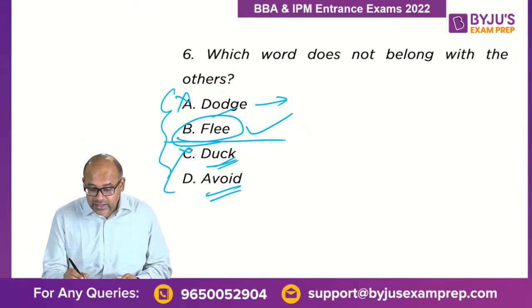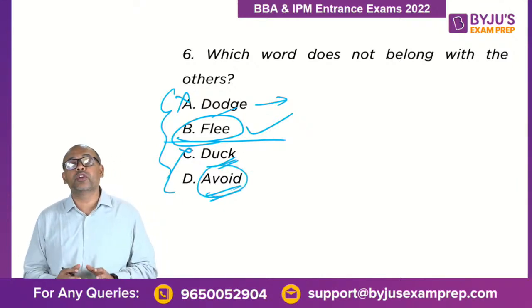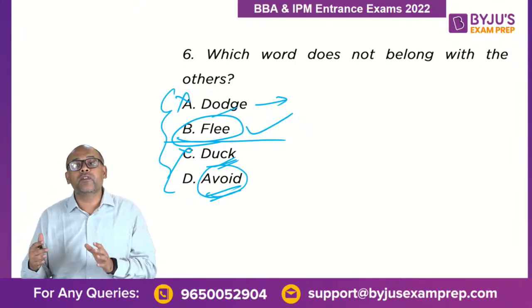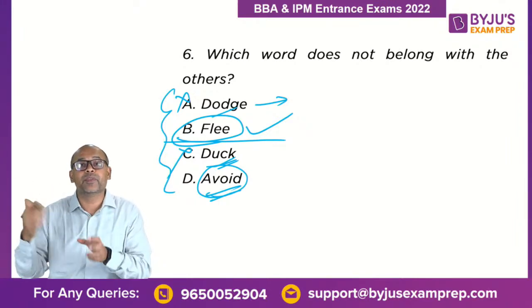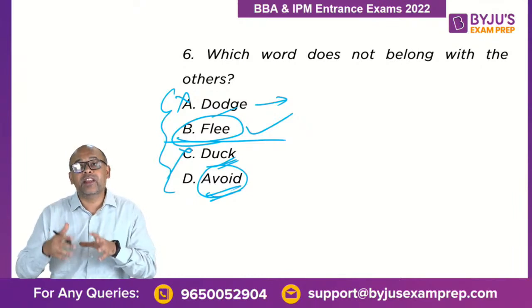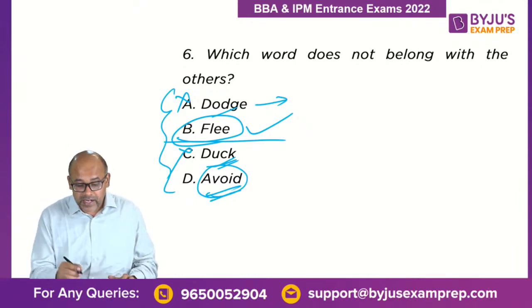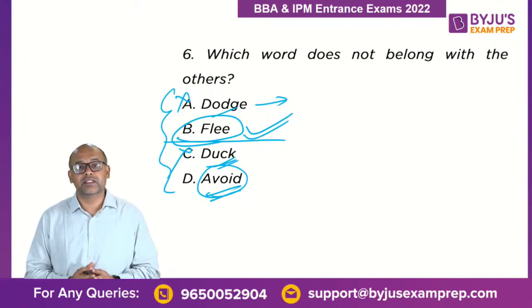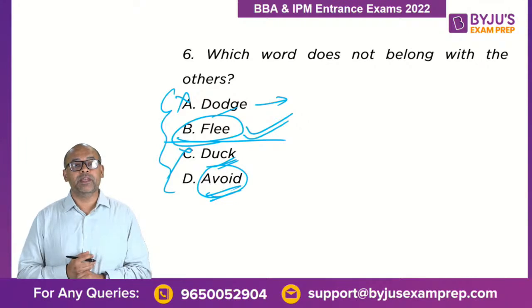So basically you're trying to avoid something, or you're trying to dodge somebody, or you're trying to duck from something. All of them are trying to escape something happening, where you're not physically running away. Whereas flee means you're physically running away. So that would probably be the correct answer. Therefore the answer is option B.